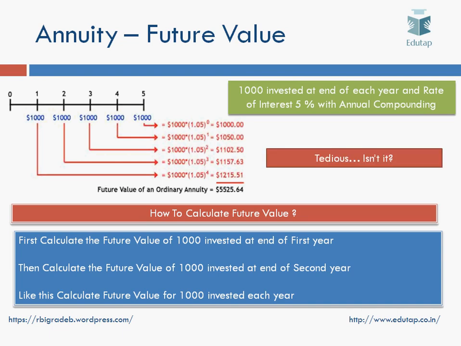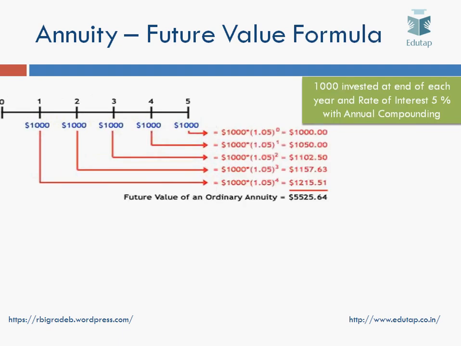So the future value of 1000 invested for 5 years at a rate of 5% would be 5525.64. But don't you think this whole process is tedious? Because you have to do calculations in 5 steps, then add the values obtained in all those steps to reach a final value. Well, we have a solution. There are already derived formulas for annuities which you can use in the exam. It will help you save time, and most probably you will get a correct answer by using that formula.